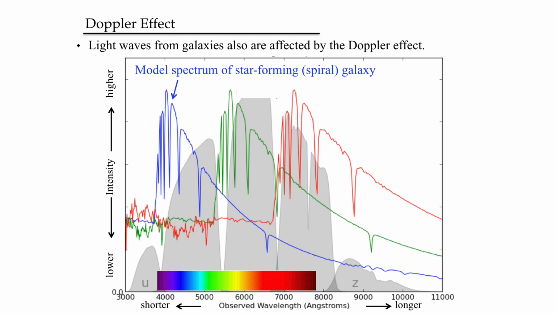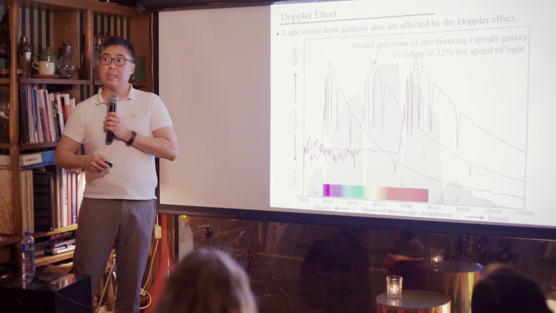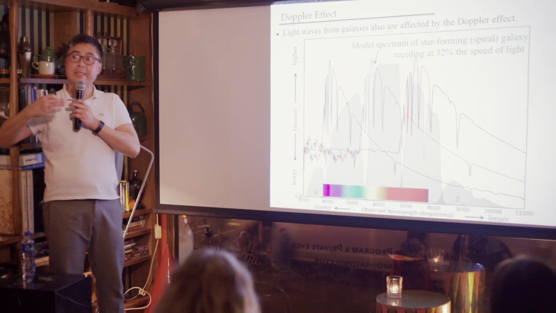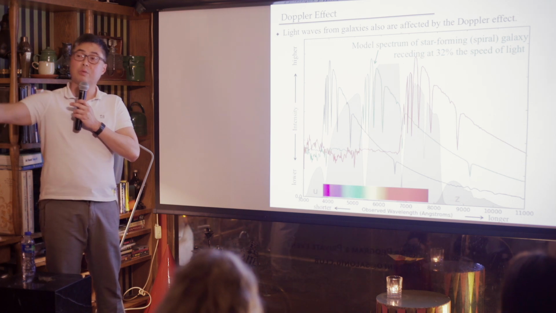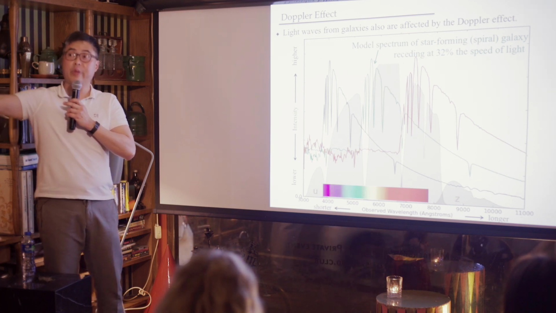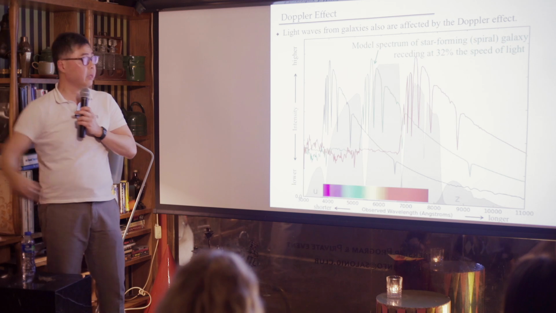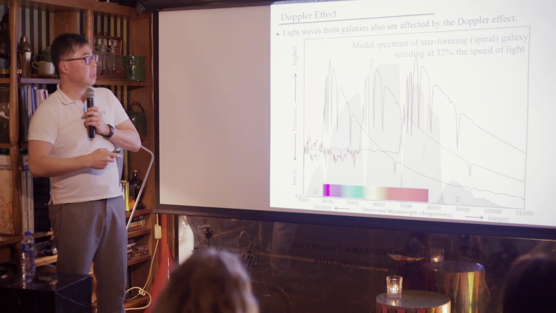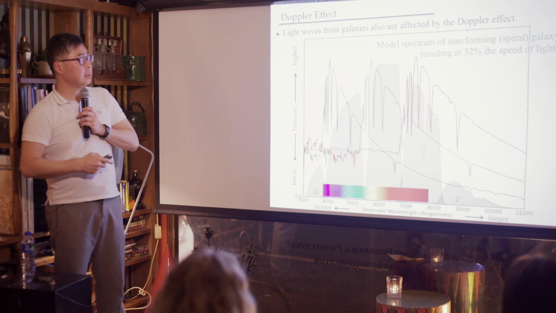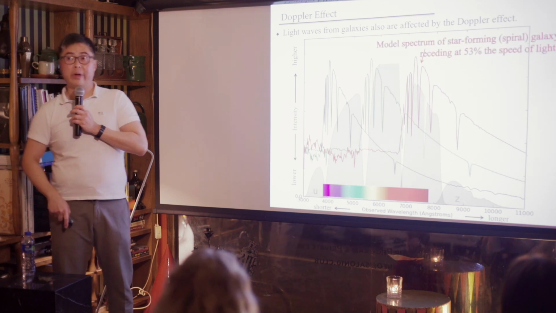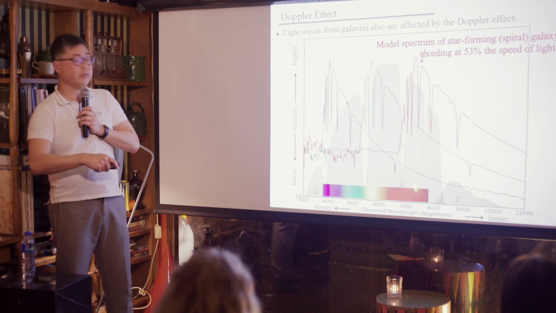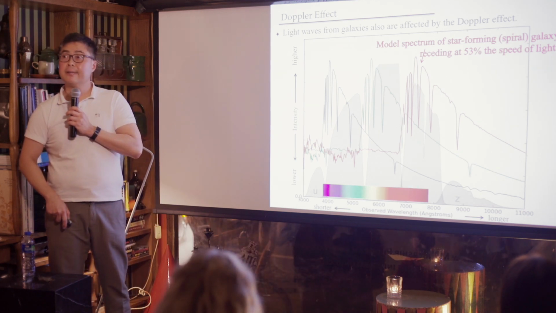Now if the galaxy is moving away from us, the light wavelengths will be shifted to longer wavelengths, in the same way that sound waves are shifted to longer wavelengths, to a lower pitch, when the car is moving away from us. So the entire spectrum is shifted towards longer wavelengths. Now, if the galaxy is moving away from us at half the speed of light, the spectrum in the blue will be shifted all the way to the red.